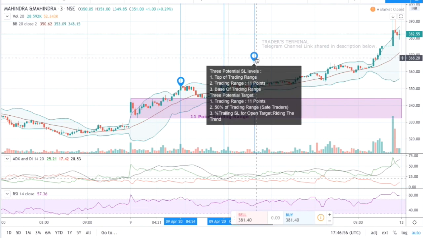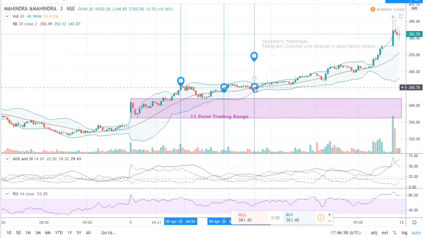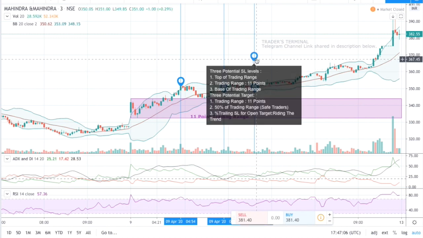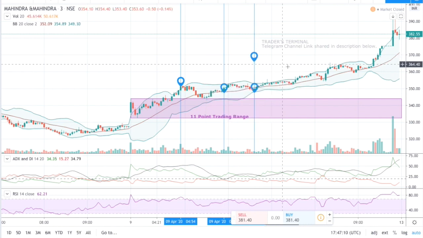Number 1, trading range. Again, from the entry point of 350.5, a trading range of 11 points, which would be around 360.5, could be kept as the first target. Number 2, 50% of trading range. 50% of trading range from 350.5 would be 5.5 points more, which is around 356 levels, and this can be used as a target level by safe traders to start booking profits.